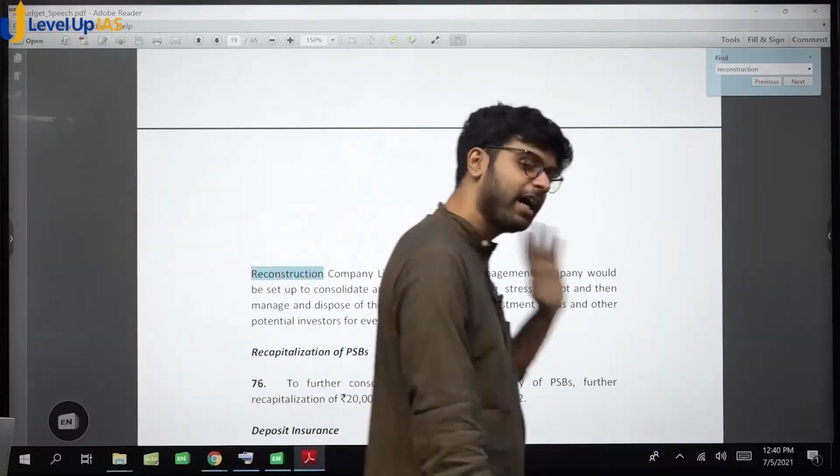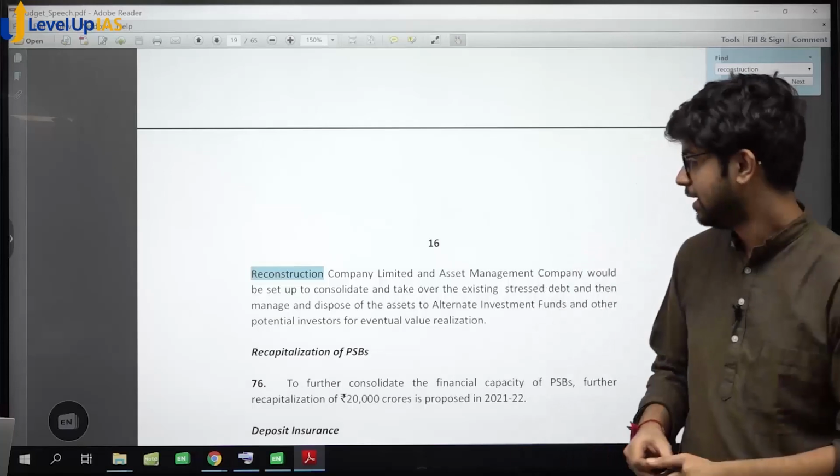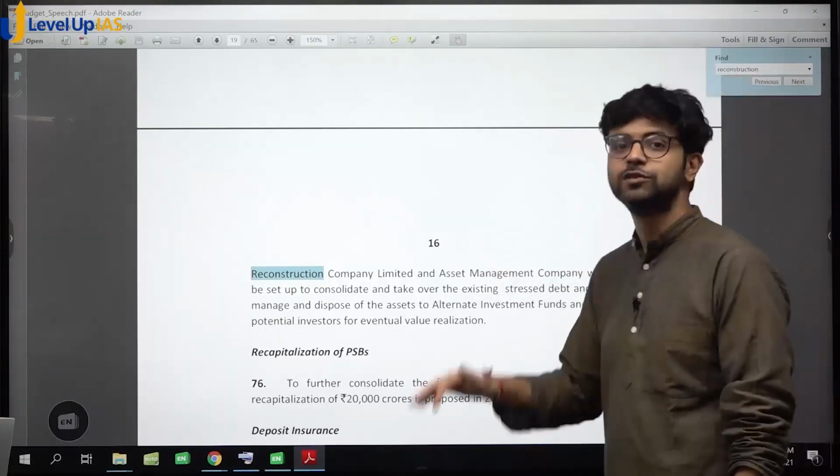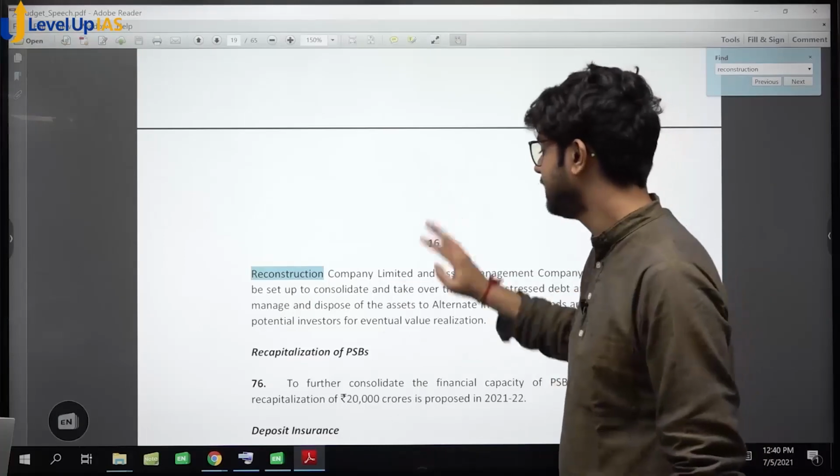Samjha? Entire word, that is what I was explaining. See, I didn't even plan to read this. Now I thought, arey, something was mentioned in the budget, so let me take them through this also.